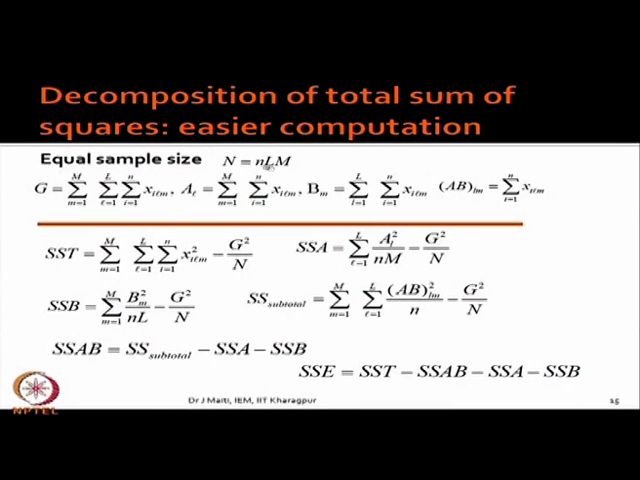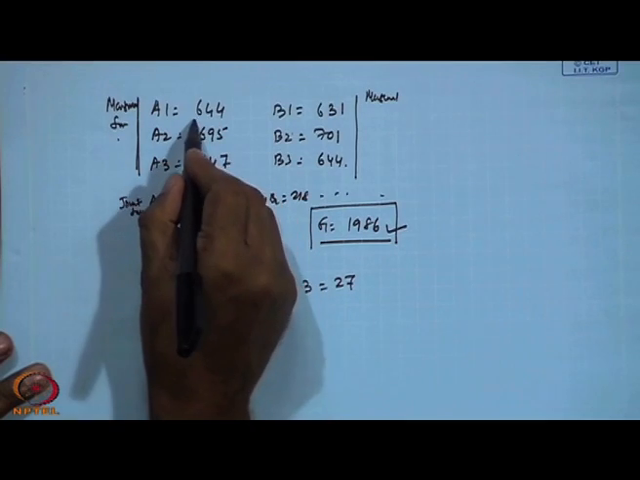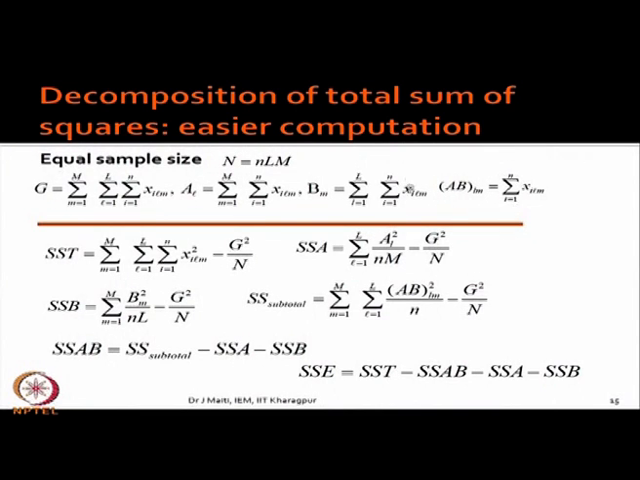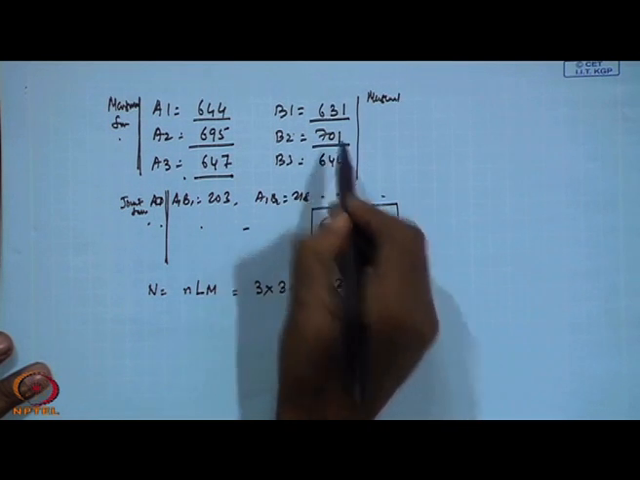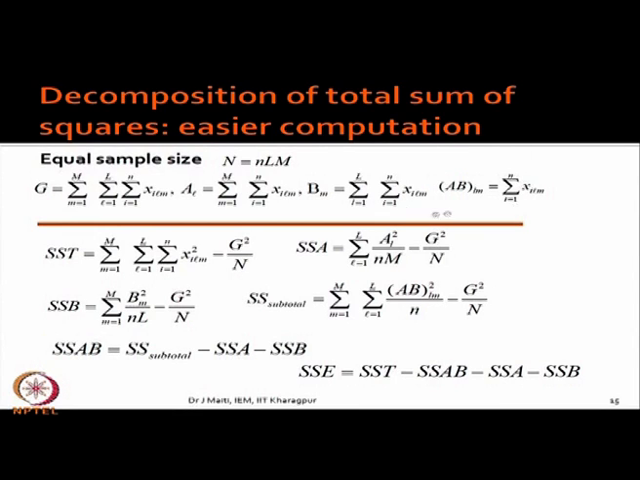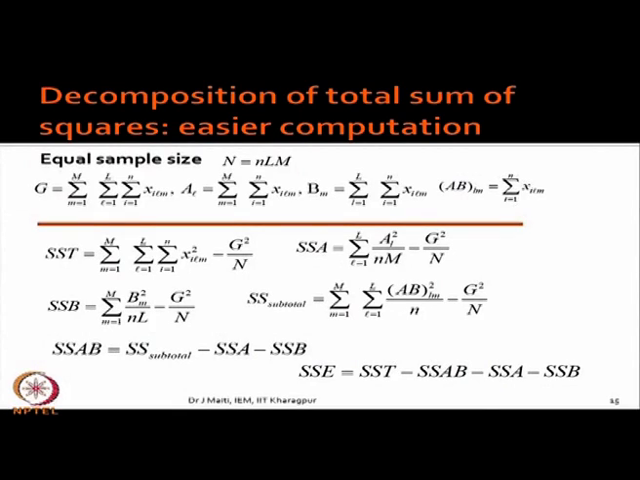Now, the grand total value we got is 1986. The three AL values you have already seen: 644, 695, 647. Then you got three values across B, that is BM: 631, 701, 644. And you have a larger number of values, 9 values, because there is a 3 cross 3 table. So for joint AB, you get the sums of these values.